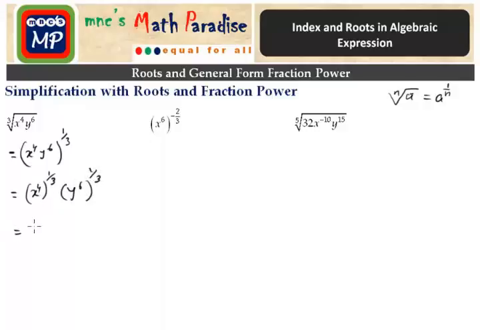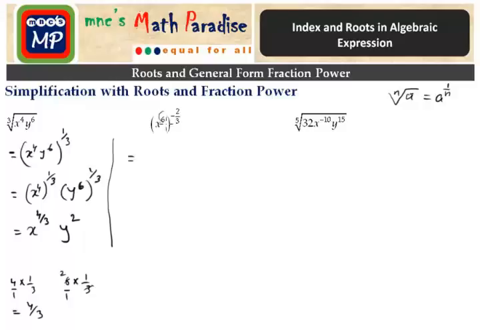Now power multiplication, so we will get x to the power 4 times 1 by 3, there is a denominator 1, so we will get 4 by 3. So we will get a fraction power 4 by 3, and y to the power 6 times 1 by 3, 3 and 3 will cancel, we will get 2, so we will get y square. Let us do the second example, x to the power 6 to the power minus 2 by 3.